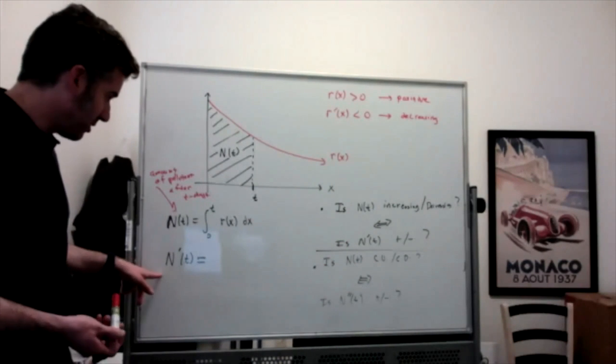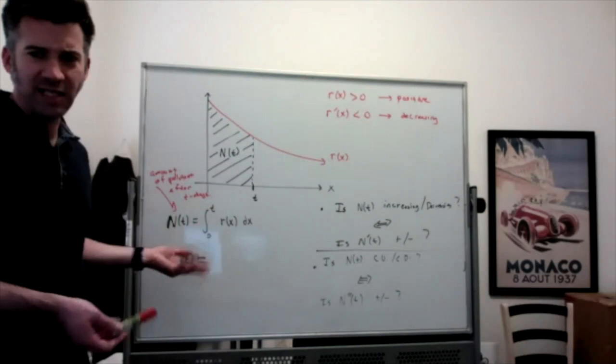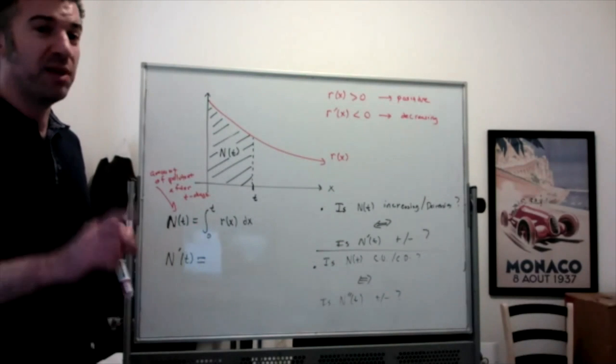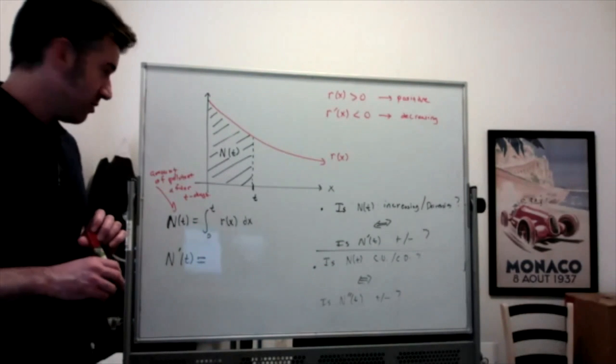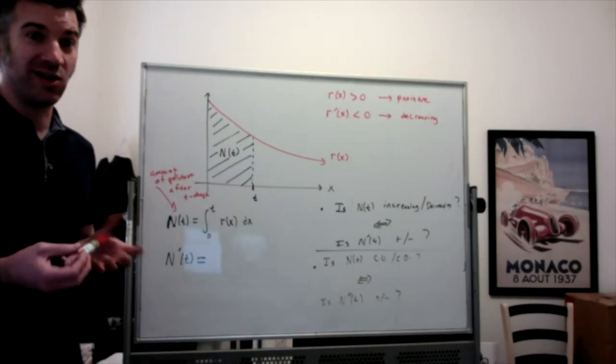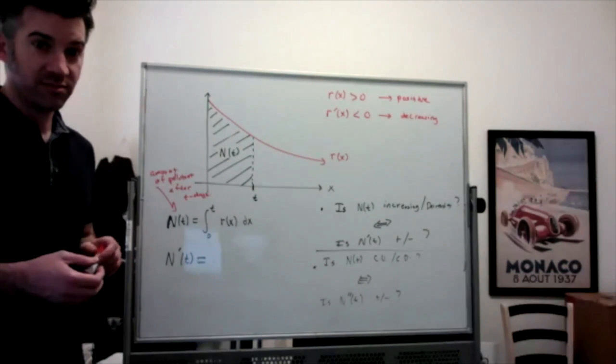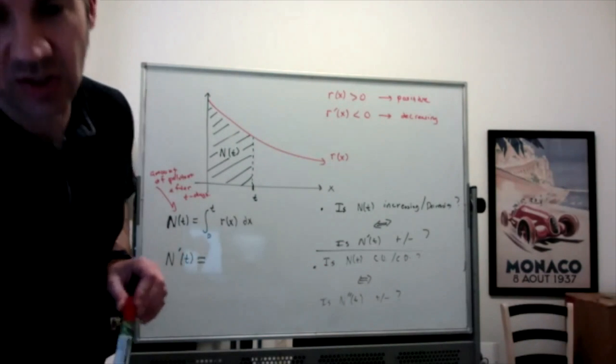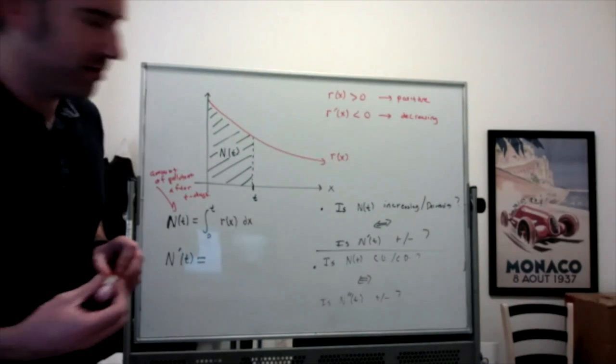So now here's the thing. They don't ask you for N prime of T in this problem, but they do. What they actually ask you for is what is R of X? Although really they should have asked for R of T, but whatever, it's fine.